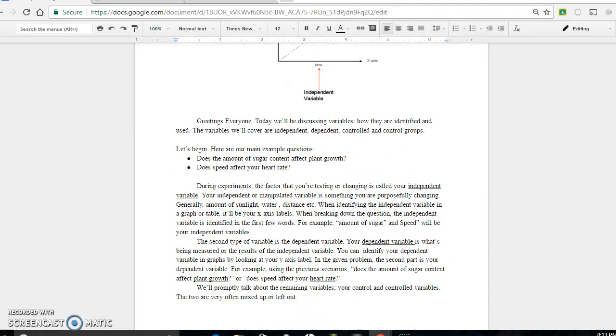So during experiments, the factor that you are changing or testing is called your independent variable. Your independent variable or manipulated variable is something that you are purposefully changing. So anything you could be changing, like the amount of sunlight a plant receives, or how much water, or the distance you can throw a ball. Different stuff like that. So when identifying your independent variable in a graph or table, it'll always be your y-axis, as you can see right here.